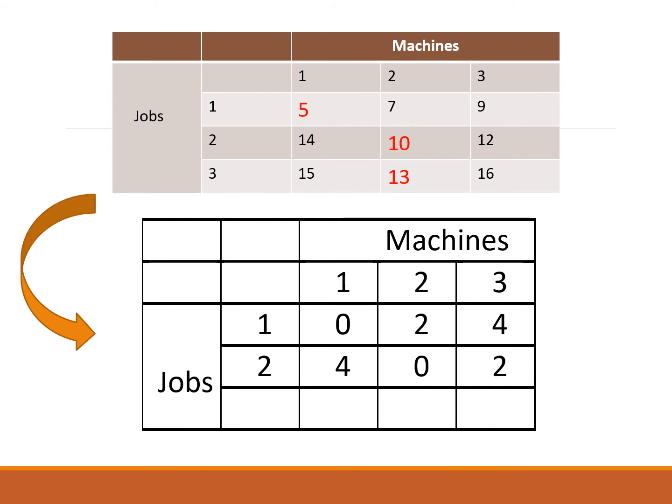Then move on to the next row, row 3, the minimum value is 13, so 15 minus 13 is 2, 13 minus 13 is 0, 16 minus 13 is 3. So here we completed our step number 1 in the Hungarian method. Now move on to step number 2.